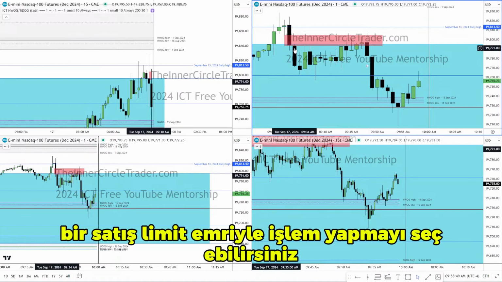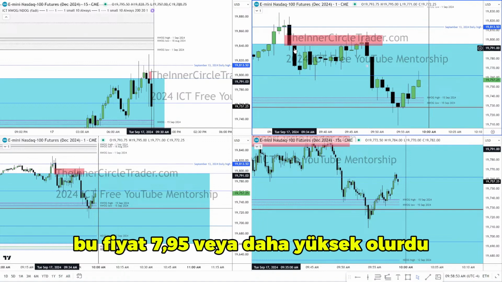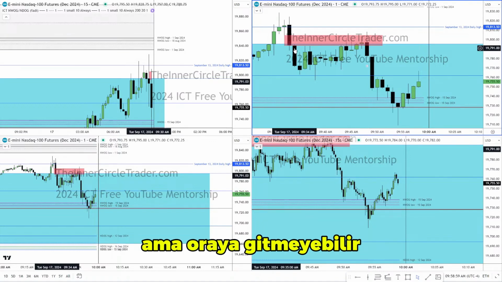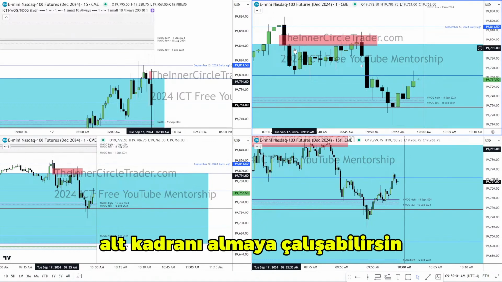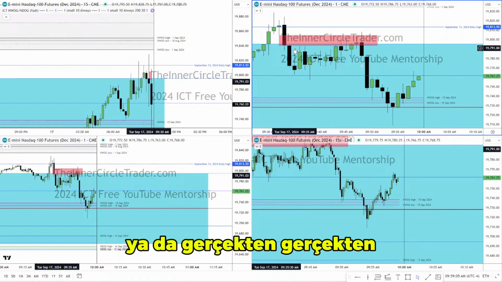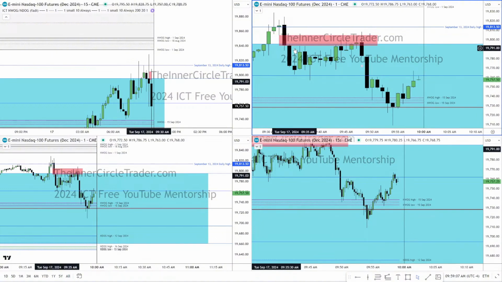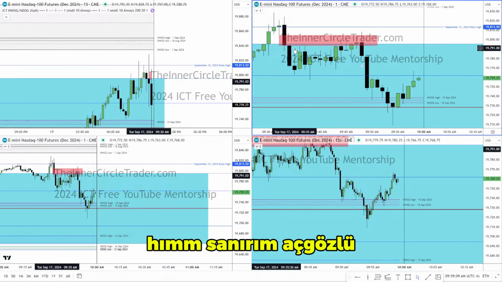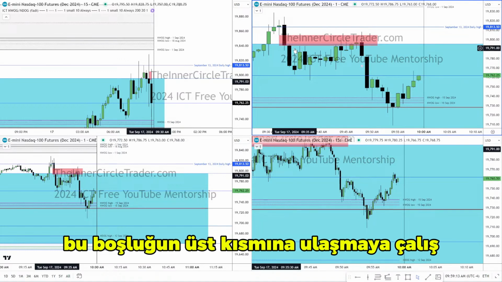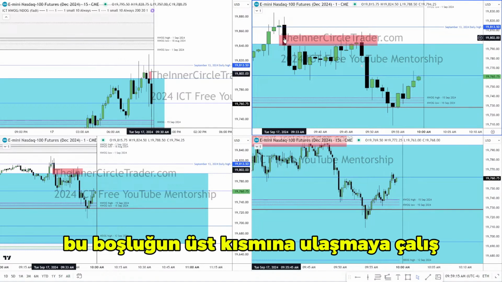You may elect to trade a sell limit order. That would be at that price, 795 or higher. You could try to get the consequent encroachment, but it might not go there. You can try to get the lower quadrant. That's probably a good price to reach for. Or if you're really, I guess, greedy, you can go in there and try to get to the upper portion of this gap.